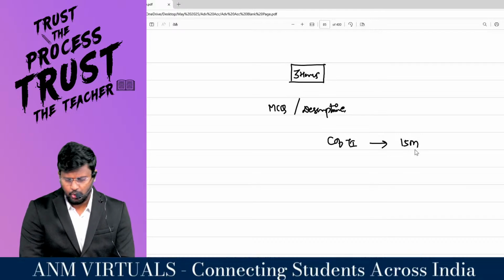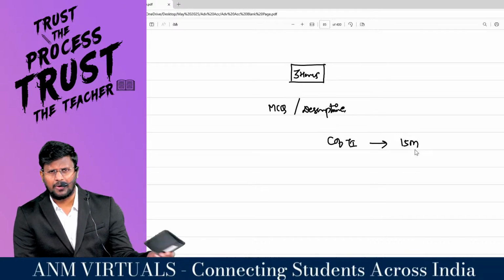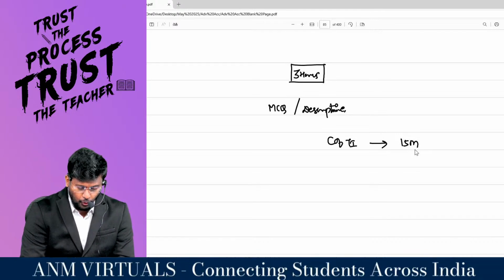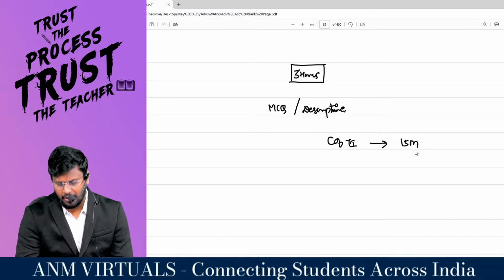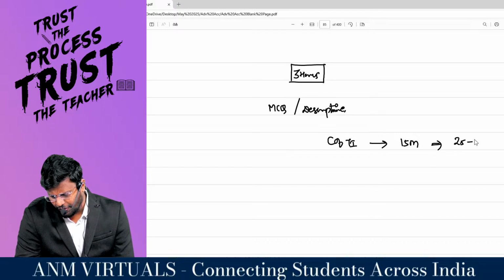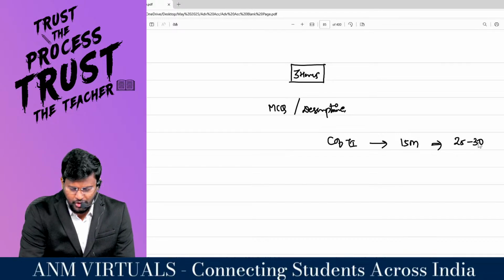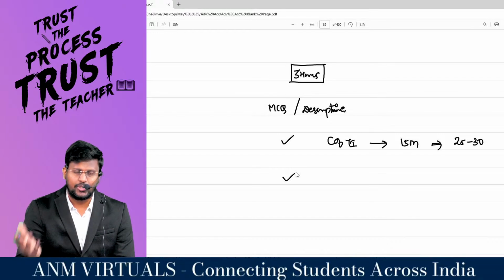Don't write too much. You do one thing. First see how many marks it is. It will be for 14 marks. Just do 14 into 1.8. You will get a total time of 25 minutes. You can spend a maximum of 25 to 30 minutes to wind up that question. You have done with one big question.